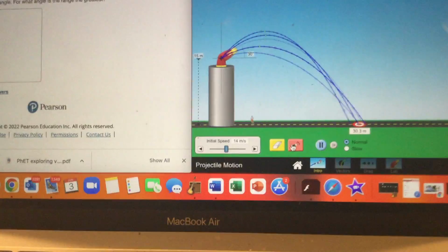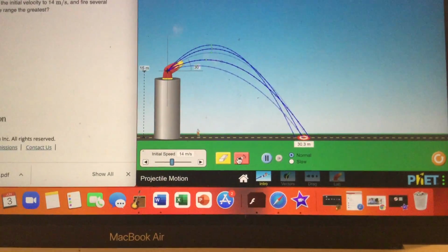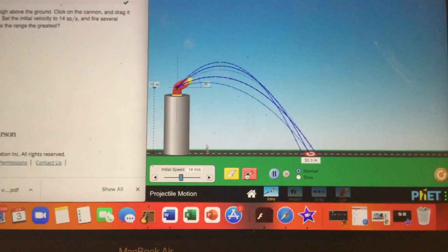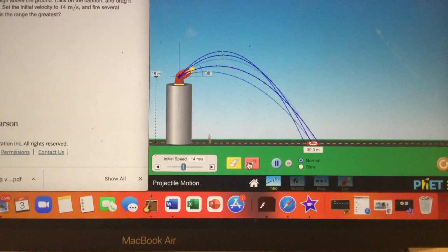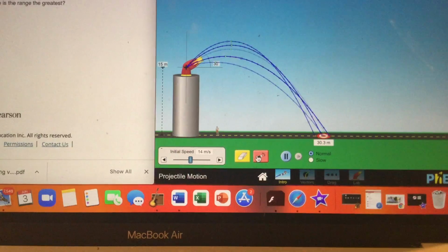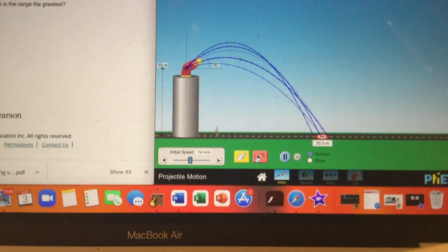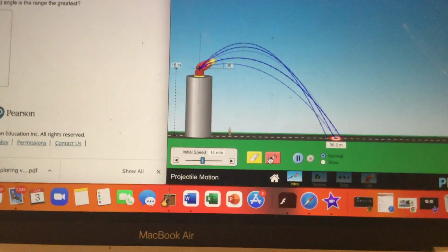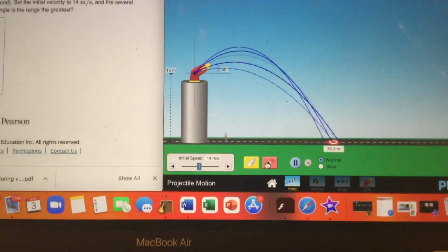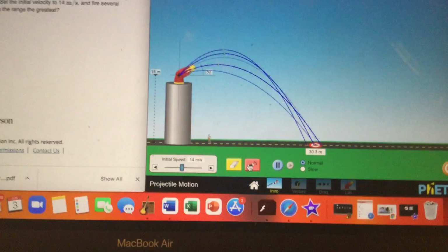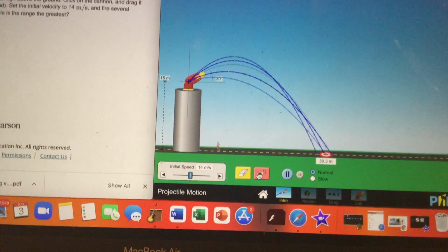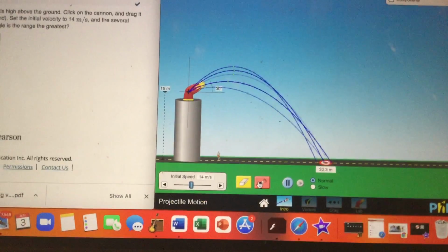We know by looking at this graph that it stays in the air longer if the y component is the highest. But in this scenario, since we're 15 meters off the ground, the y component doesn't matter as much. So at an angle less than 45 degrees, there will be a greater range.